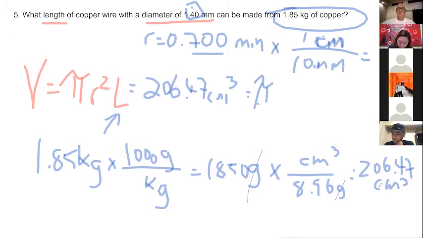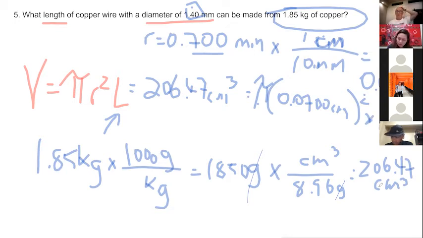So basically we just divide this by 10. So 0.0700 centimeters. So that is our radius. So remember, we're going to square that. 0.0700 centimeters squared times L. That's our length. So L is what we're going to be solving for.